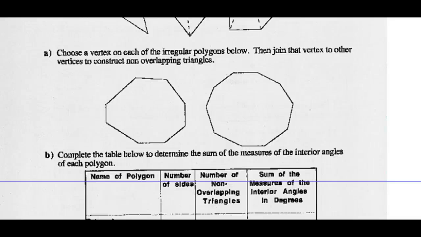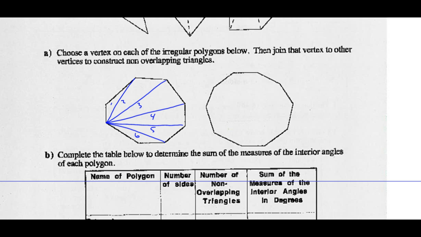So it doesn't matter which vertex of this irregular polygon we choose. Let's say I choose this one. I want to connect that vertex to the other vertices through the center. So it's going to look like this, so we don't have any overlapping triangles. So how many non-overlapping triangles are in this shape? 1, 2, 3, 4, 5, 6.